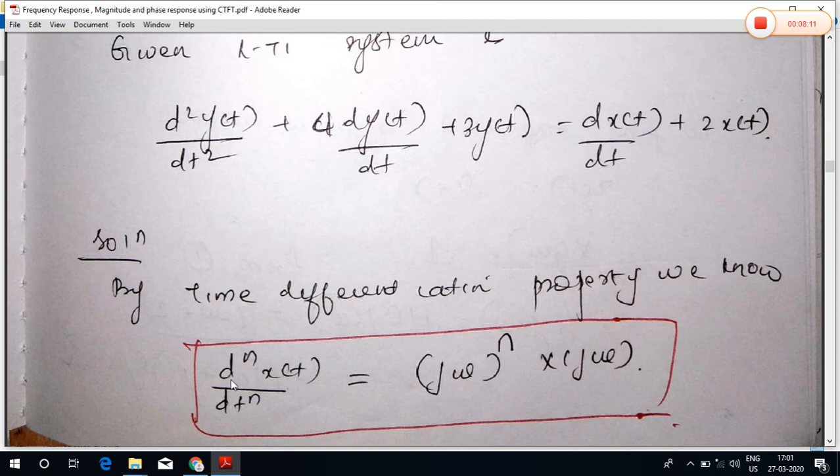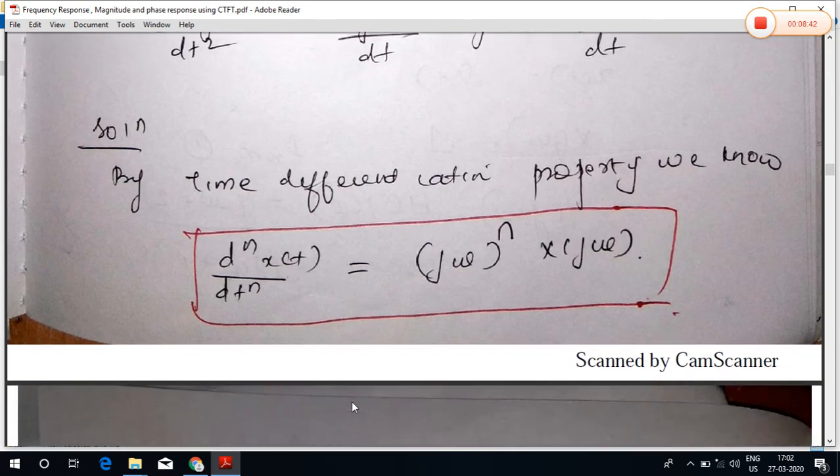The nth derivative d^n x(t)/dt^n in the time domain yields the frequency domain representation of the CTFT as (jω)^n X(jω). For example, if n is 2, d^2 x(t)/dt^2 becomes (jω)^2 X(jω). So we'll convert this whole equation by using this time differentiation property.